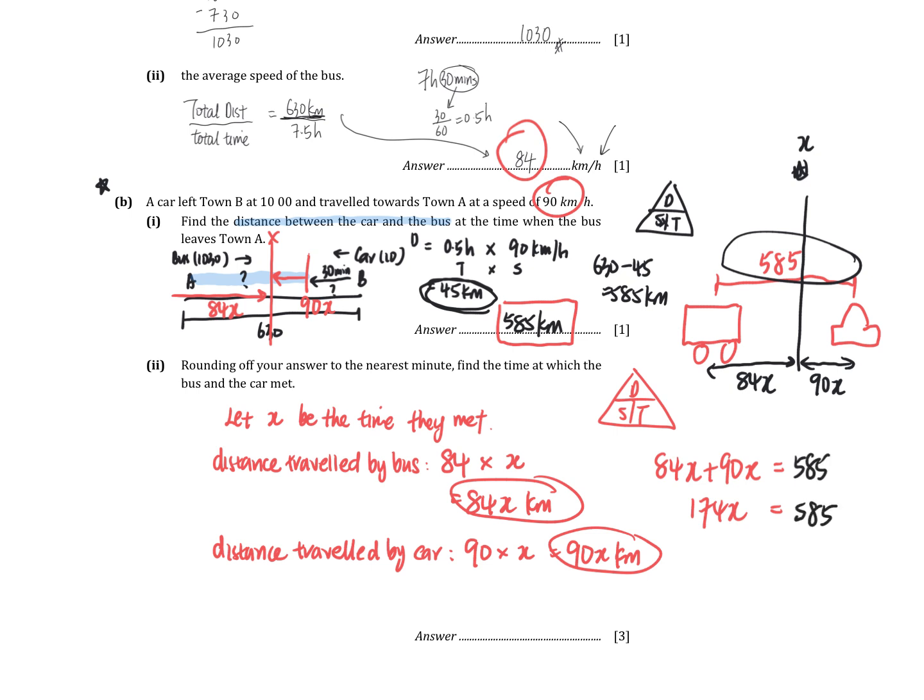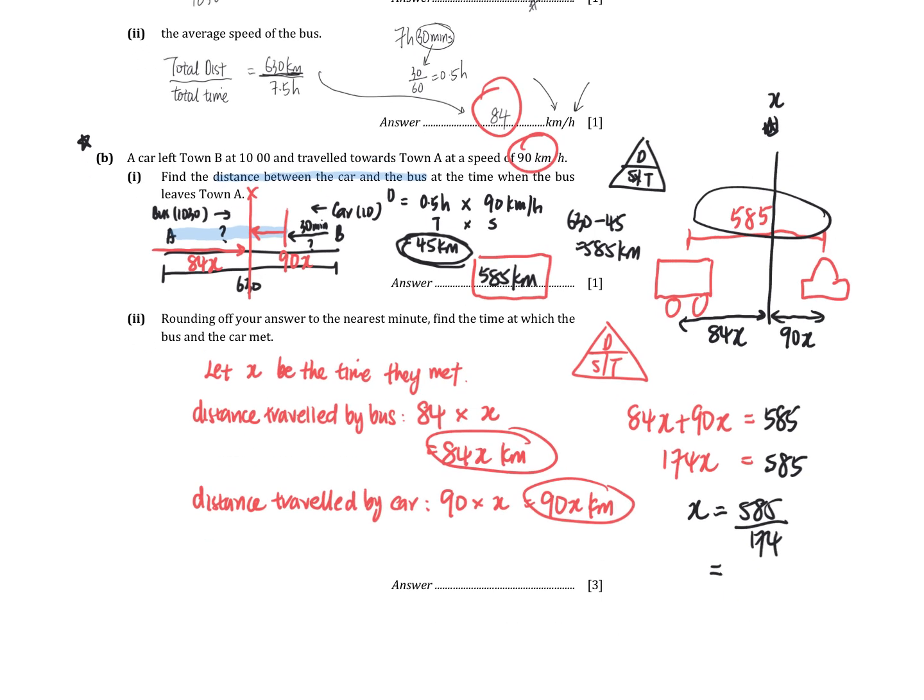So in order to find x, I just divide 585 by 174. So what is the time? What is the number of hours that it took? 3.4 what? Hours. No, more decimal places, please.